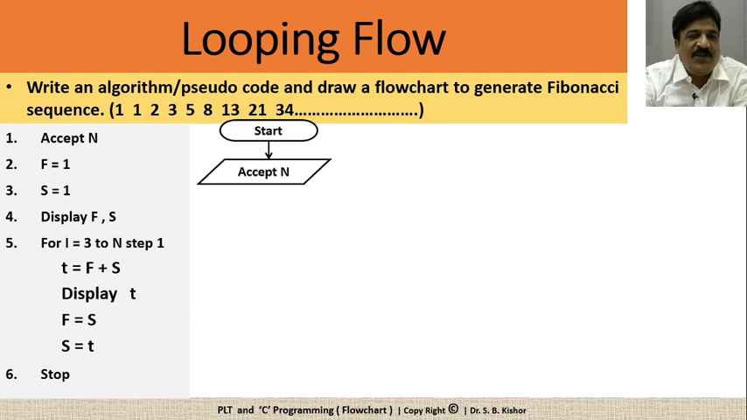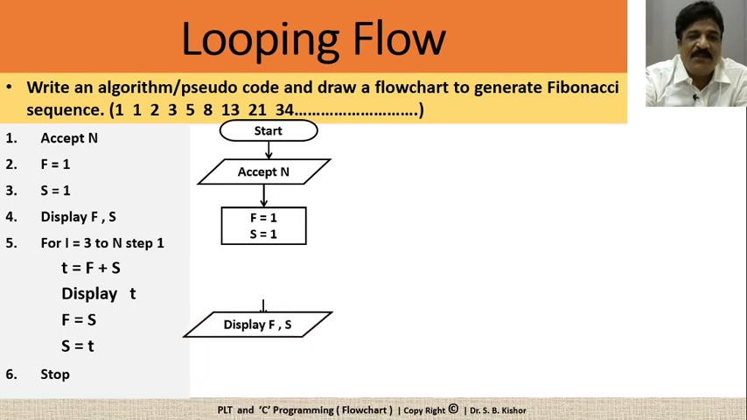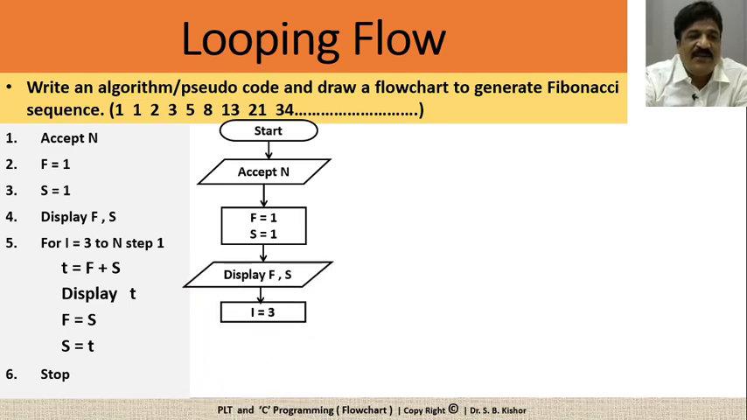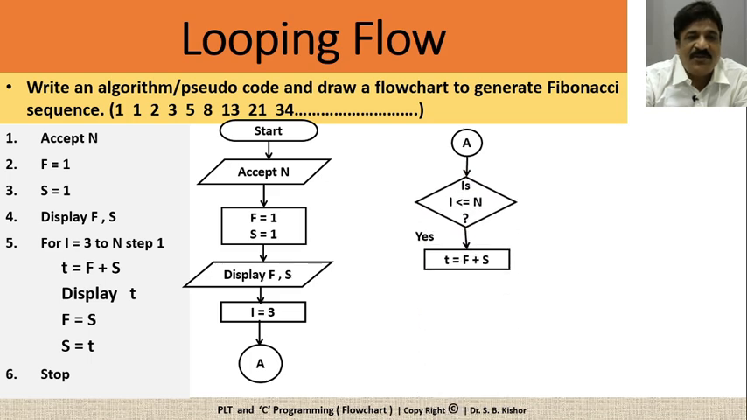So start, accept the value of n. Initially assume the value of the first number is 1 and the second number is also 1. Okay, display both these values. Then initially what is the value of I? It's 3. It means we are going to generate the third number. Okay, then since we don't have enough space over here, I am using what? A connector. Then in the connector part, check whether the value of I is less than n. Okay, if it is so, find out the third number.